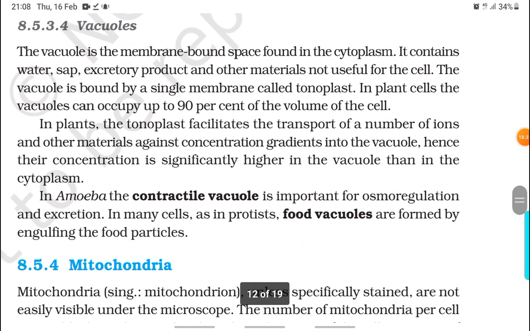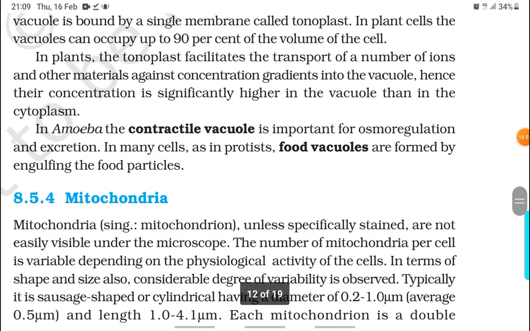Vacuoles. The vacuole is the membrane-bound space found in the cytoplasm. It contains water, sap, excretory product, and other materials not useful for the cell. The vacuole is bound by a single membrane called tonoplast. In plant cells, the vacuoles can occupy up to 90% of the volume of the cell. In plants, the tonoplast facilitates the transport of a number of ions and other materials against a concentration gradient into the vacuole. Hence, their concentration is significantly higher in the vacuole than in the cytoplasm.